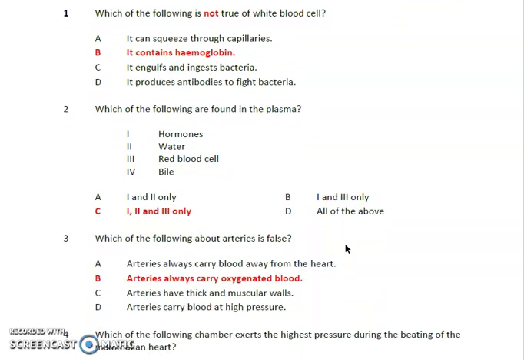Now, let's take a look at question 2. Okay, which of the following is found inside plasma? Okay, hormones, water, and red blood cells, they are found inside plasma. So your answer here is C. Now, what is bile? Okay, bile is this yellowish green liquid that is actually produced by the liver. Sometimes when you're unwell, you cough and you vomit, you have this greenish, yellowish liquid that tastes a little bit bitter among your vomit. That is bile. Okay, this is not found inside the plasma.